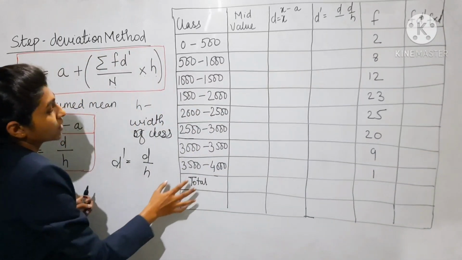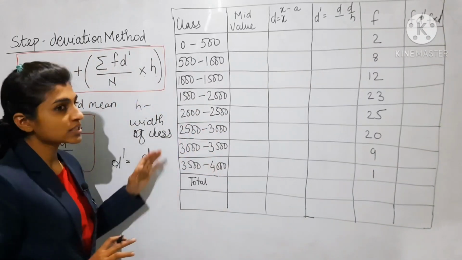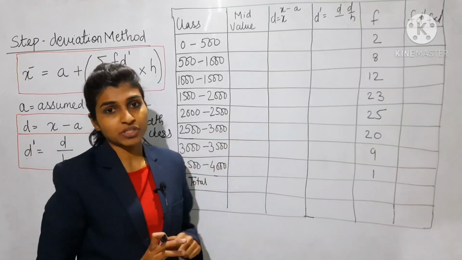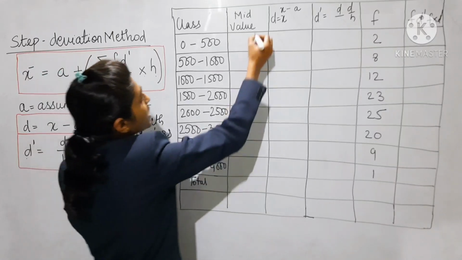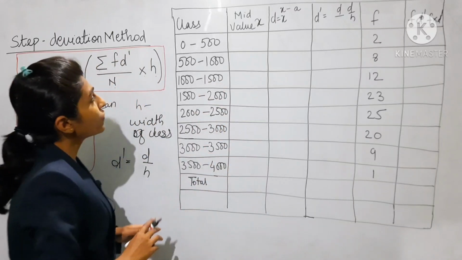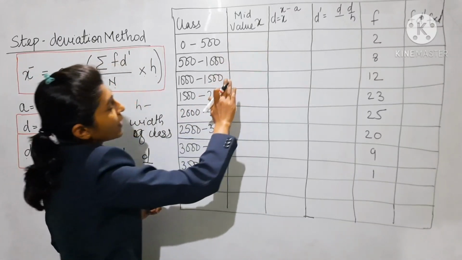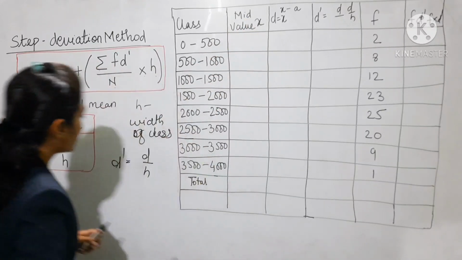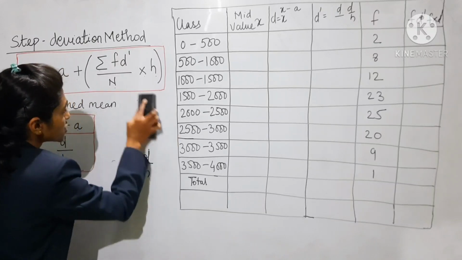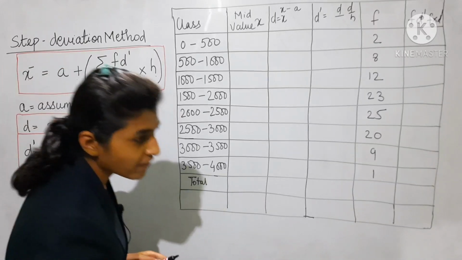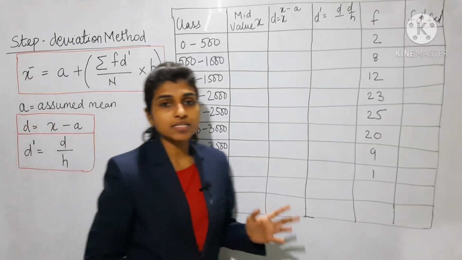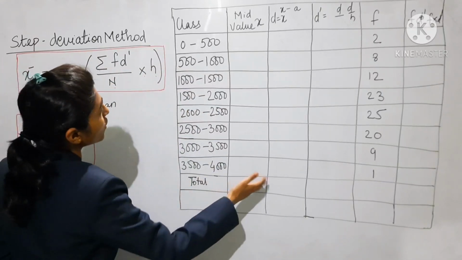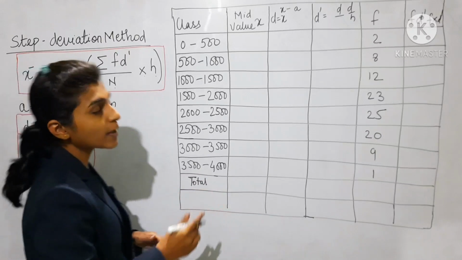Now see, these are continuous classes, lower limit and upper limit are given. We do not have a single observation, that is X. So how will we find X? By taking the mid value or midpoint. In my frequency distribution lecture, I explained how to find the mid value or midpoint of the classes. You will find the link in the description box. Please watch that video so it will be easy for you to understand what the mid value is and how to find it.